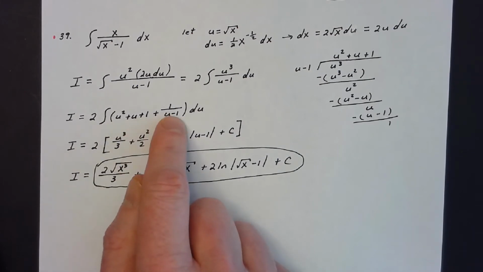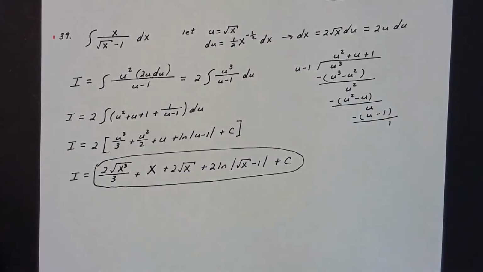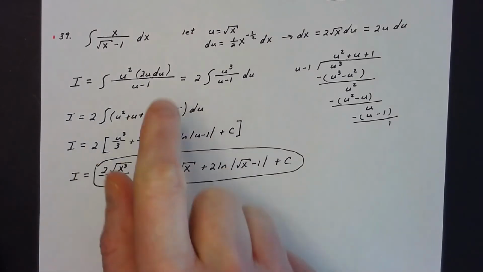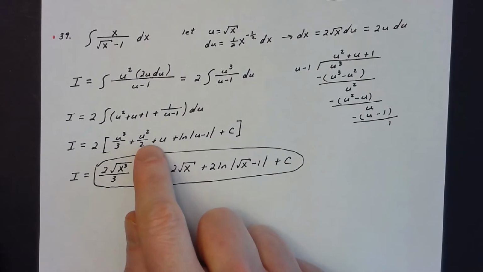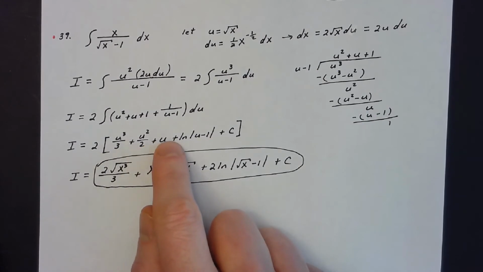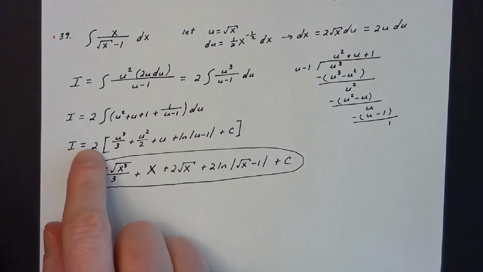The last one, anytime you see the derivative of the denominator in the numerator, the answer is the natural log of the absolute value of the denominator. So each one of these terms has a very basic integration rule that applies to it. I'll get u cubed over 3 plus u squared over 2, u to the first over 1, natural log of the absolute value of that denominator plus c, all of it times 2.